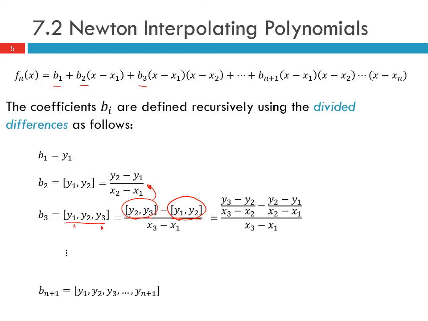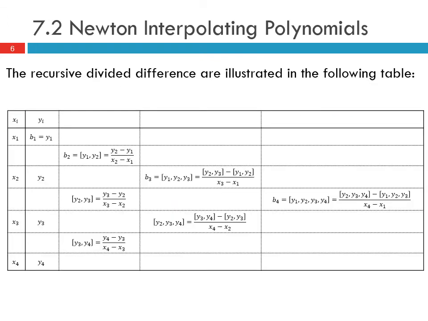And this continues up to bn plus 1, which is defined as the divided difference shown here, which again is found recursively using these definitions. So we can illustrate this in a table. For x1 up to x4 and y1 up to y4, b1 is equal to y1. And then to find b2, it's y1, y2.